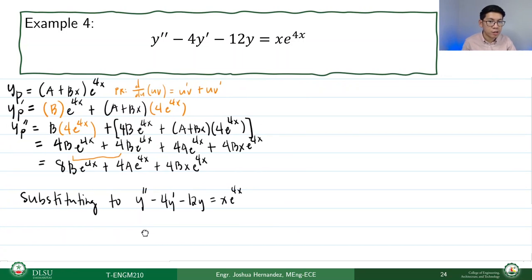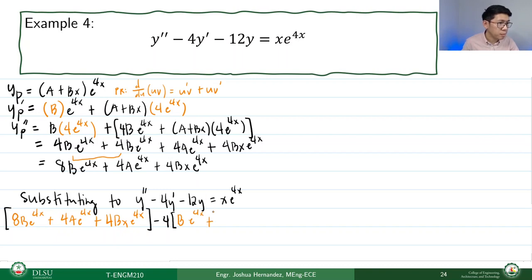Alright. So let's go ahead and substitute that. So mahaba-haba lang to, no? So, ano yung y double prime natin? Ito yun. 8be to the 4x plus 4ae to the 4x plus 4bxe to the 4x. So, let's substitute. Gawin natin 8be to the 4x plus 4ae to the 4x plus 4bxe to the 4x minus 4. And then, ano yung y prime natin? We have b e to the 4x plus 4a e to the 4x plus 4b x e to the 4x.